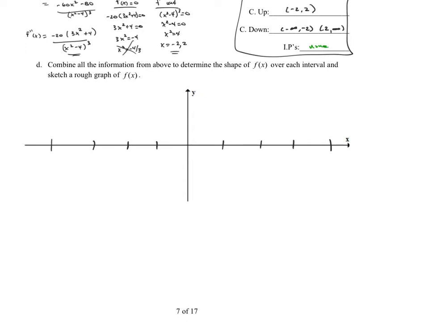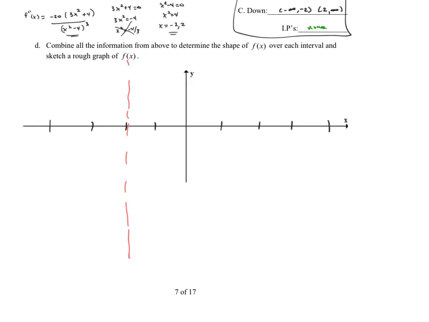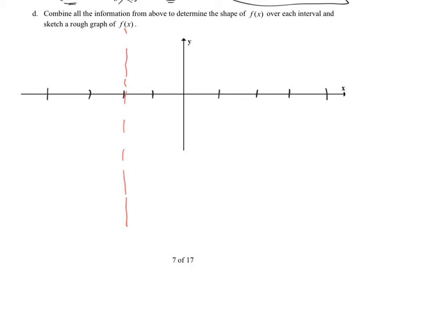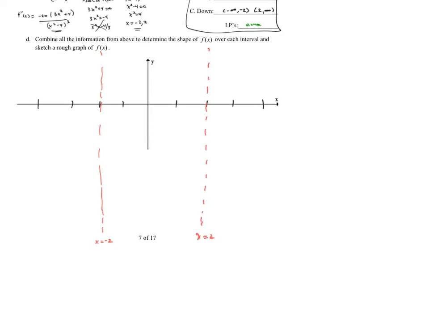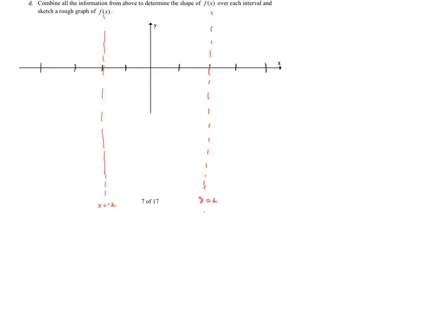First thing I'm going to do is sketch those vertical asymptotes. And I'm going to drop these all the way down. This is going to be x equals -2. That was my first vertical asymptote. I had another vertical asymptote at x equals 2, so I'll draw that one down. And again, I'm going to label those as vertical asymptotes, just writing VA beneath them.